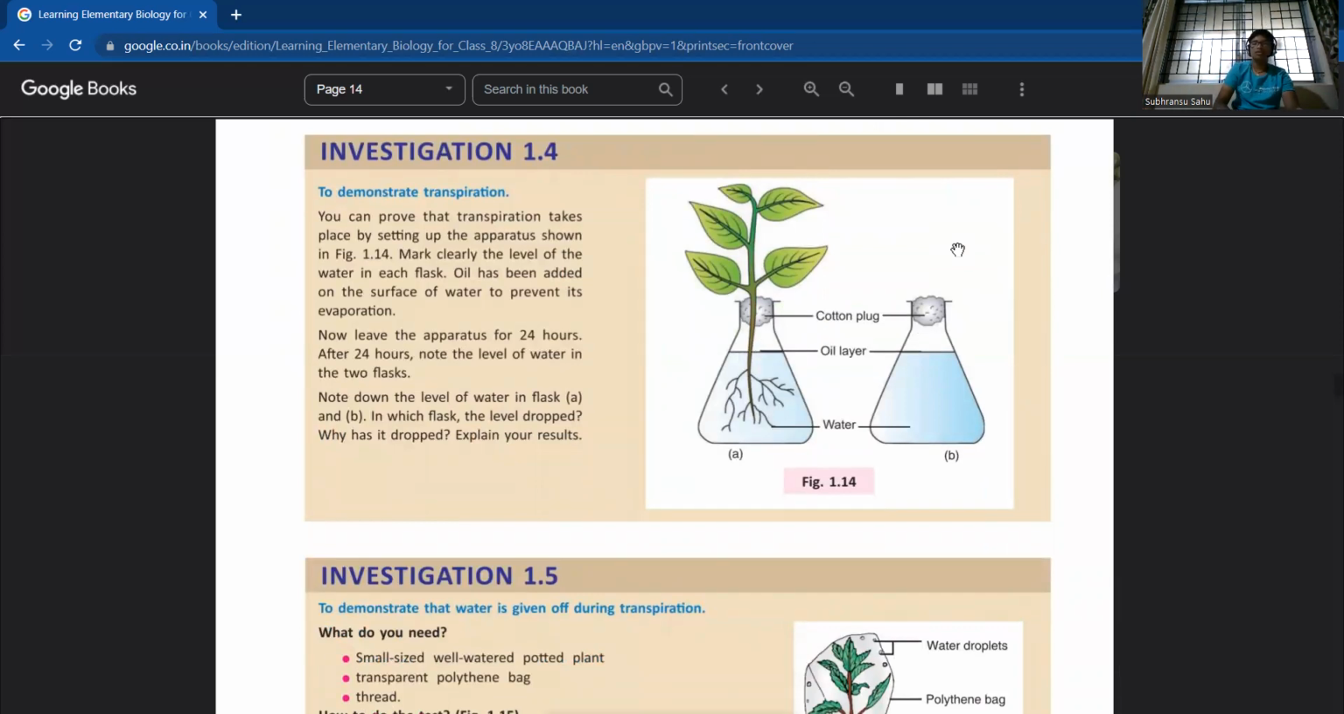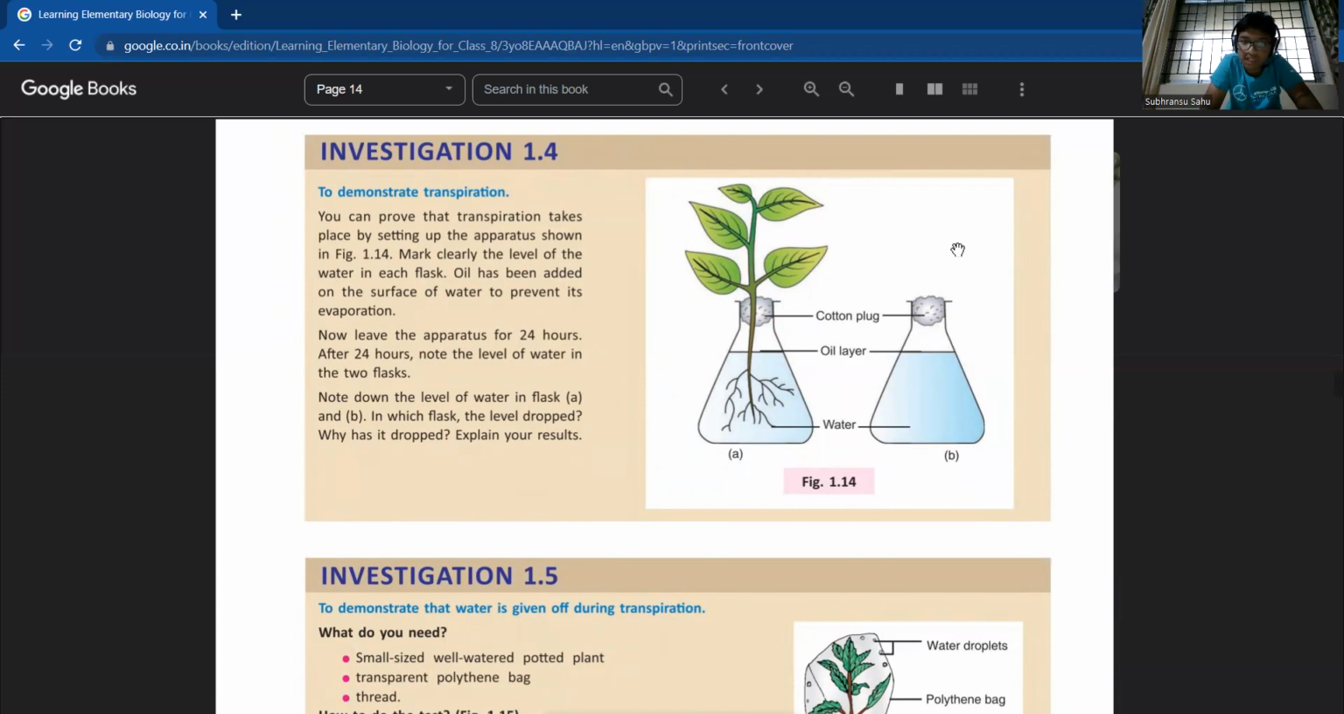Investigation 1.4. Well, this is an easy investigation. We can prove that transpiration takes place by setting up the apparatus shown in figure 1.14. Mark clearly the levels of water in each flask. Oil has been added onto the surface of water to prevent its evaporation. Now we should leave the apparatus for 24 hours.